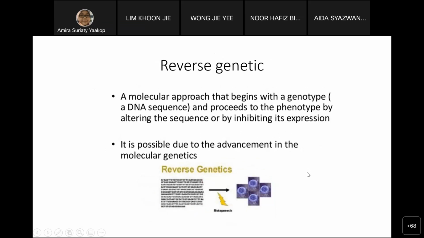Reverse genetics is basically a molecular approach that begins with a genotype and then proceeds to the phenotype by altering the sequence or by inhibiting its expression. Meaning you want to prevent that from happening. That's why, like cancer, you know the sequences, you know the outcome, then you want to cut the gene that is responsible for the cancer, and inhibit the expression of the gene. So that is reverse genetics. It's possible due to the advancement in molecular genetics.